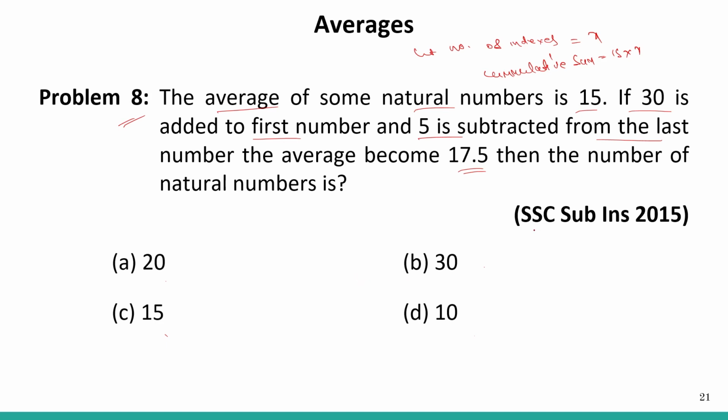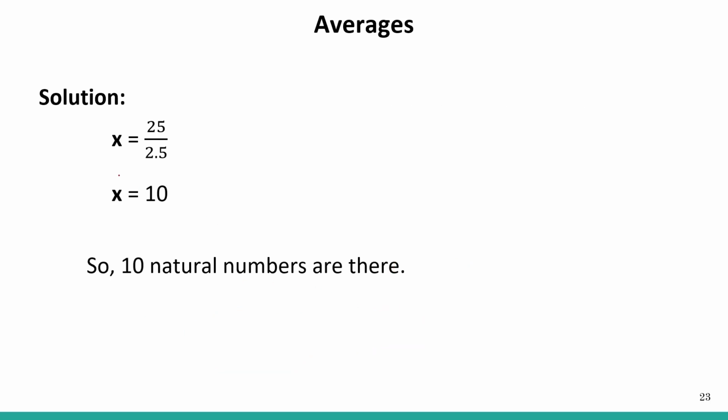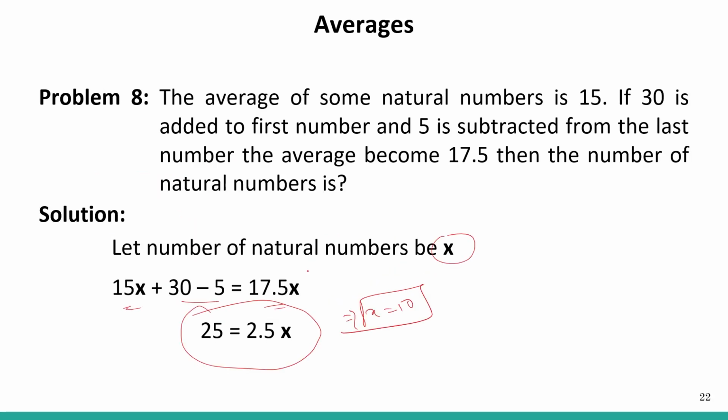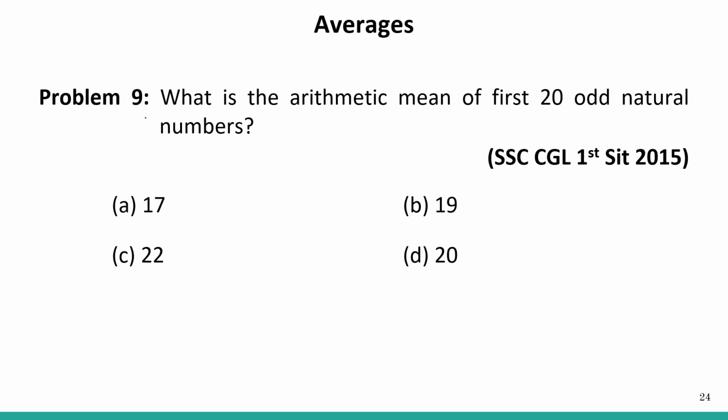So this question has appeared in the SSC Sub Inspector 2015 exam. So let the number of natural numbers be x. So 15x plus 30 minus 5 is equal to 17.5x. So 25 is equal to 2.5x. So x is equal to 10, right? So 10 natural numbers must be there. So 10 is the correct answer. Okay, and 30, 15, these are all wrong answers. Okay, 20 is also wrong. So let's go forward with problem number 9.